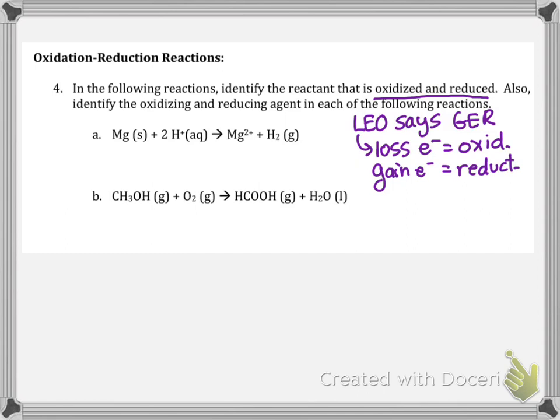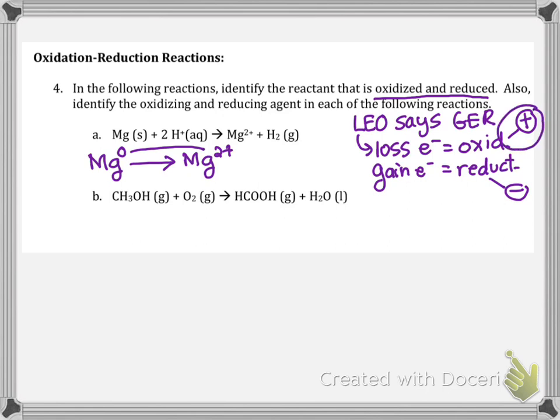Now, how will I know with charge? When something loses electrons, it becomes more positive, right? And when we gain electrons, it becomes more negative. So I'm going to look at the charges. So here I'm comparing magnesium on the reactant side, and if it's just the metal, it means it has a 0 charge. And on the product side, it's Mg with a 2+. So do you see it goes from 0 to 2+? That means it's becoming positive. That means it's lost electrons, and so it's oxidation.